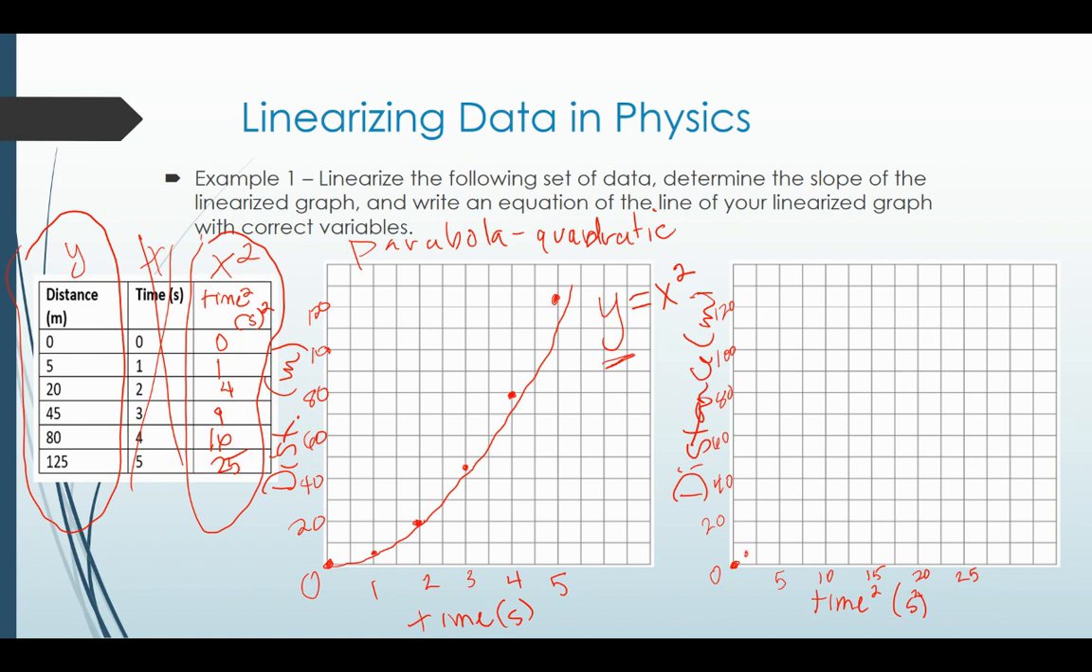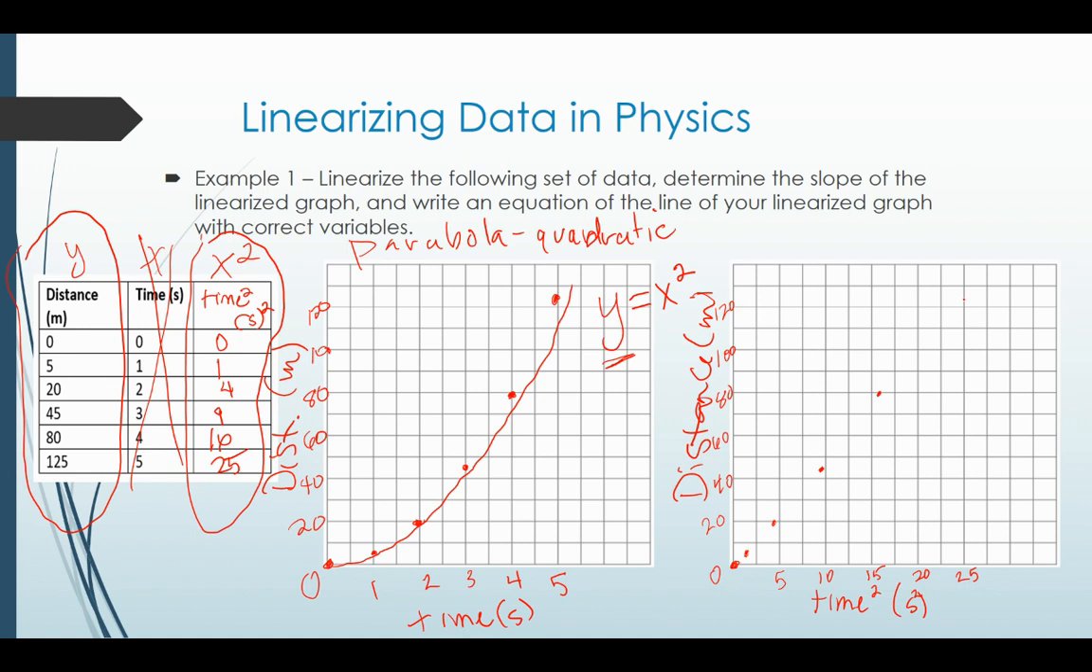So my next point is really close here. And then I have a distance of 20 meters at a time of 4 seconds. And then I have a distance of 45 meters, time of 9 seconds. And you can see now this is looking linear. This is not looking quadratic anymore. We have a distance of 80 meters at a time of 16 seconds, and a distance of 125 meters at a time of 25 seconds.